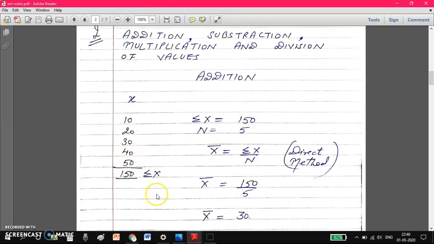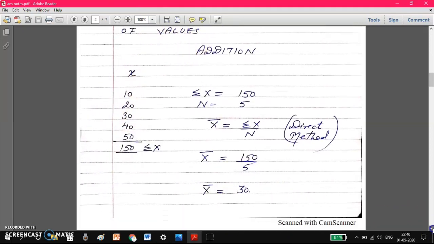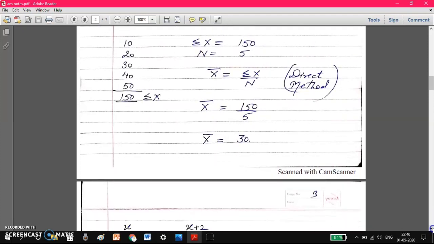There are 5 numbers, so we'll divide summation of X by n. This is the formula, summation of X by n, that is 150 by 5. The mean will be 30, and this is the mean of only the X series. Nothing like addition, subtraction, multiplication or division has been done yet. So now we'll move on to the second step of the same sum.